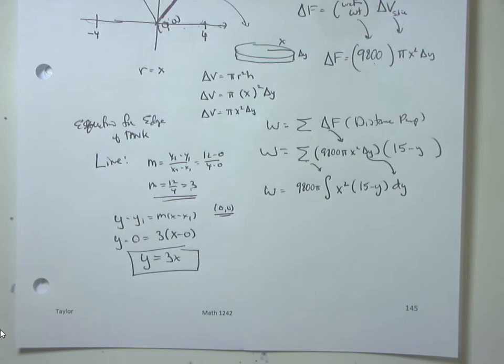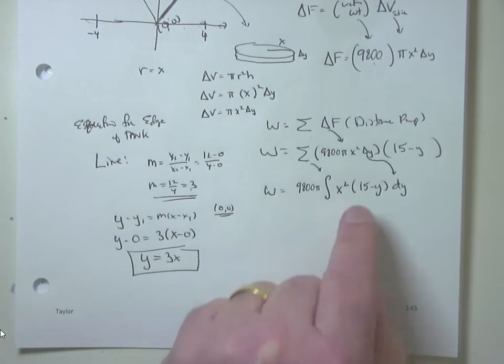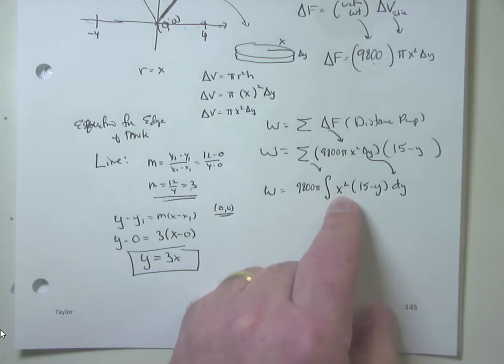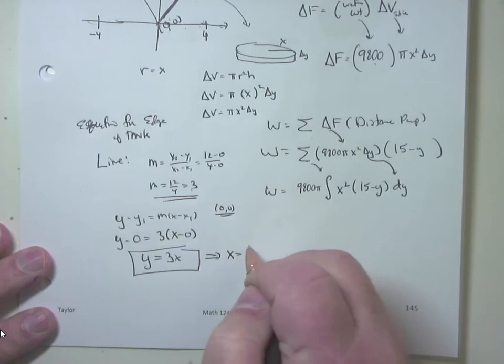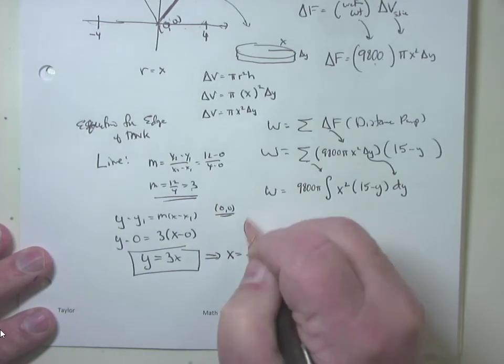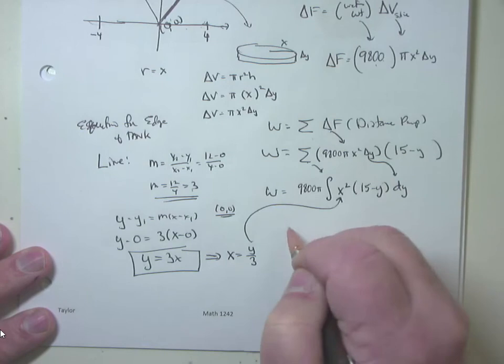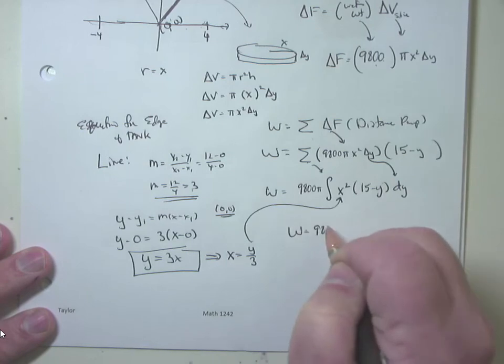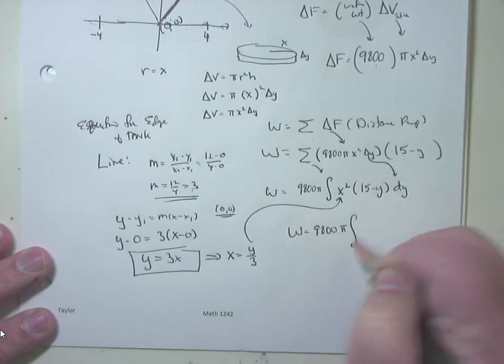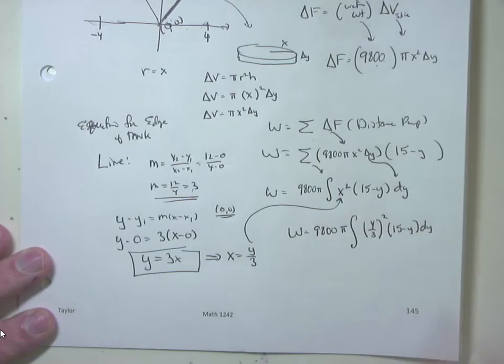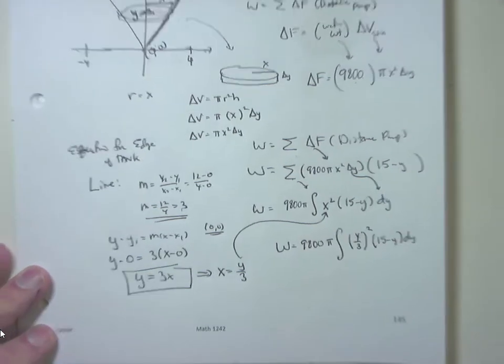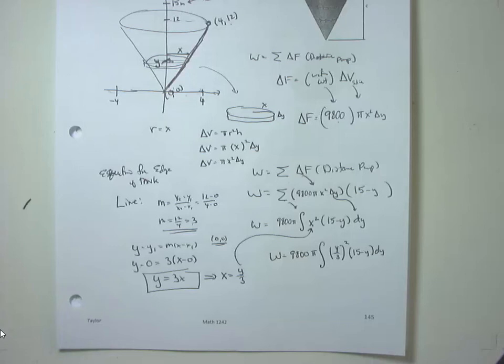But the purpose of this equation for the edge of the tank is to get rid of the x variable and convert it in terms of y. So as y equals 3x, that means x is equal to y divided by 3. And I plug it right in here. So work is going to be equal to 9,800 pi times the integral of (y divided by 3) squared times (15 minus y) dy. And the only thing I've got to do now is put my bounds on this.